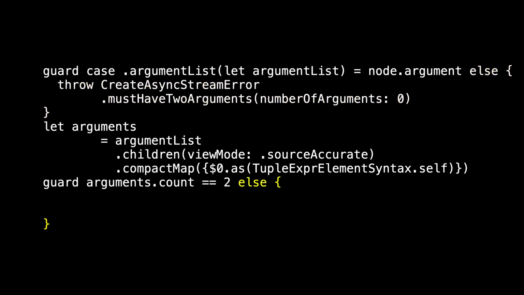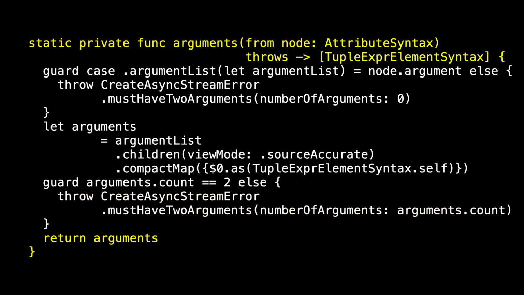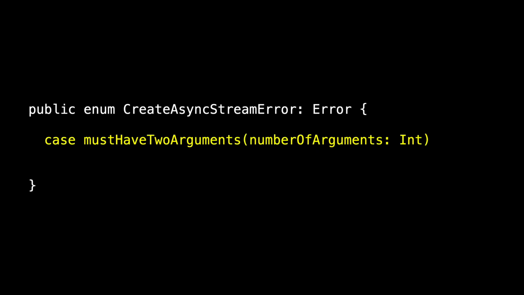And the second place is when we're guarding that the arguments count is 2, we can throw the same error because the number of arguments is wrong. Wrap this up in our static arguments method as before, and if everything succeeds, we return our array of arguments, and if it doesn't, we throw this must have 2 arguments error. So that's must have 2 arguments.